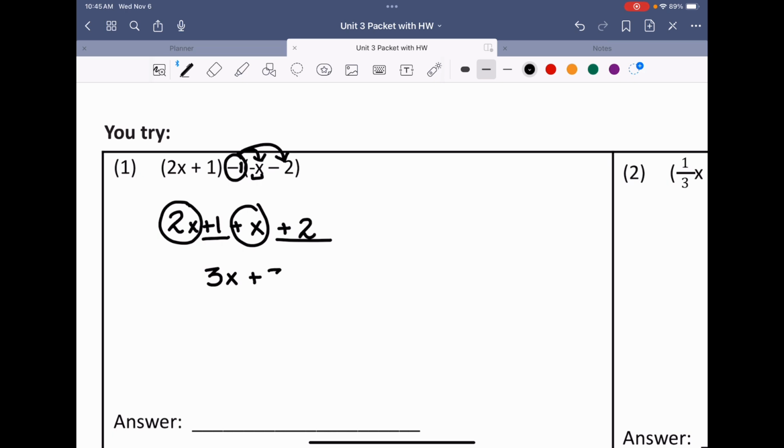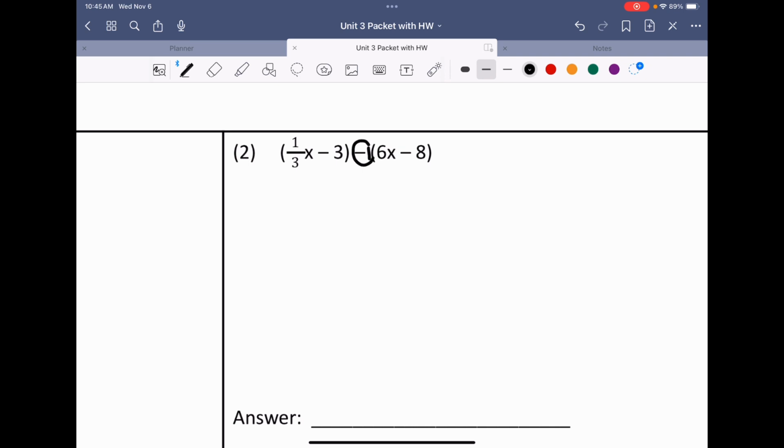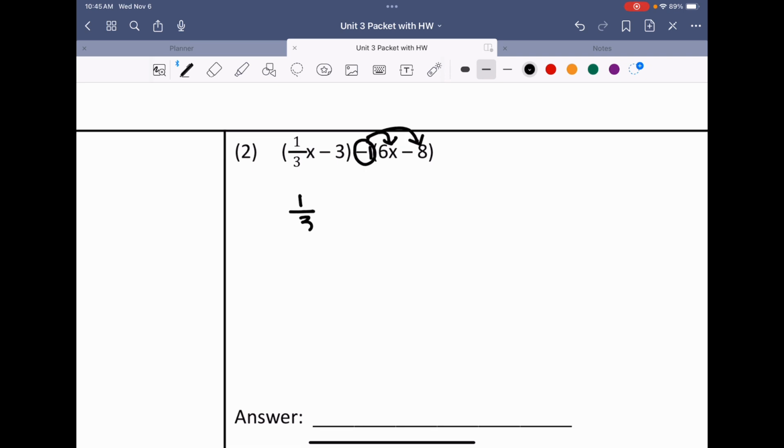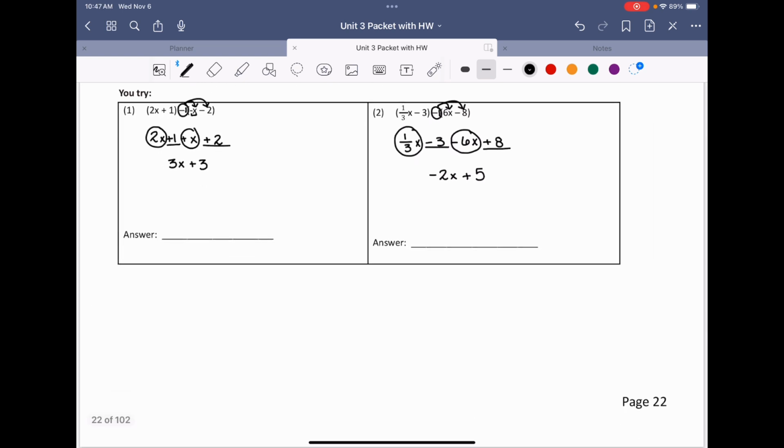3x plus 3. Number 2. I've got -1. I have to remove my parentheses first. Let's distribute. 1/3 x minus 3 minus 6x plus 8. Combine and identify like terms. 1/3 plus -6, -2x, -3 plus 8, so it would be +5. All right, next page.